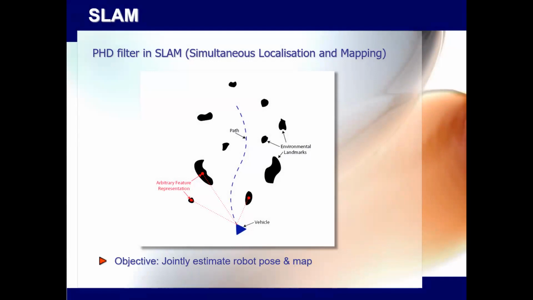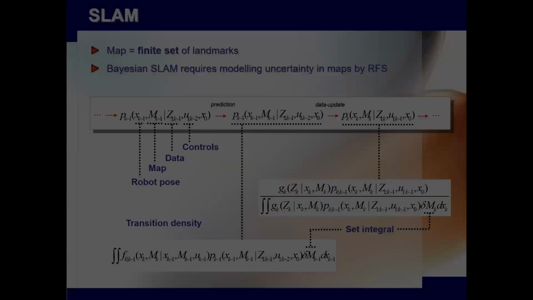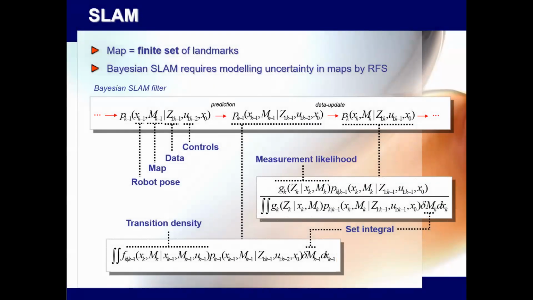And this one, as I said before, is another example, called simultaneous localization and mapping in robotics. As I said, the objective is to jointly estimate the robot pose, the sensor location, and also the landmarks. I will skip the details, but it can also be formulated in the Bayesian concept.